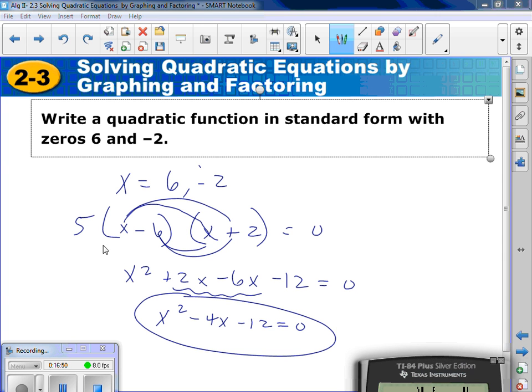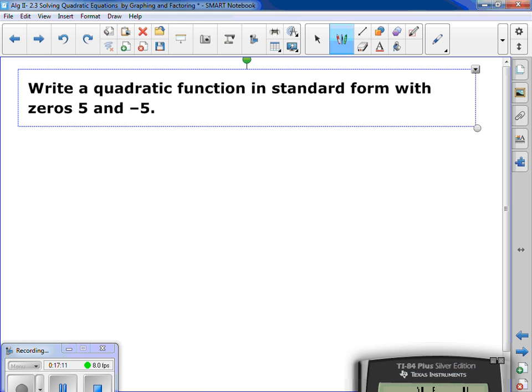Yep. So if I had a 5 out here, this would have been 5x squared. This times 5 would have been minus 20. This times 5 would have been 60. That would have been another possible answer. But most of you, I don't expect to go further than just doing this. Try this one on your own.